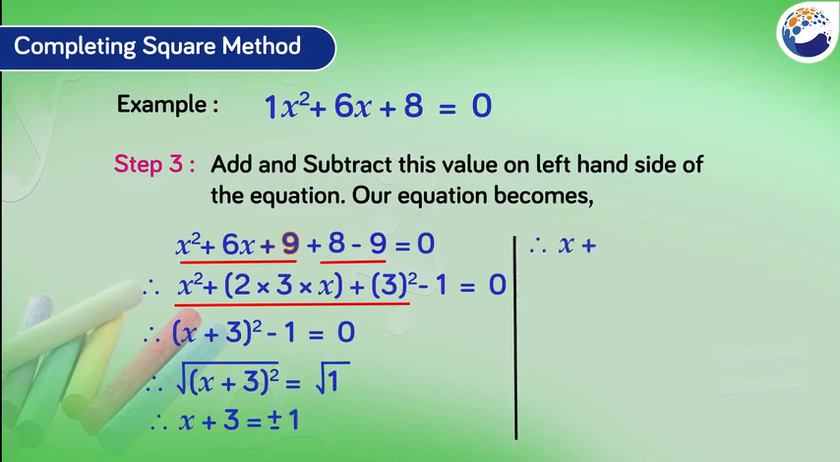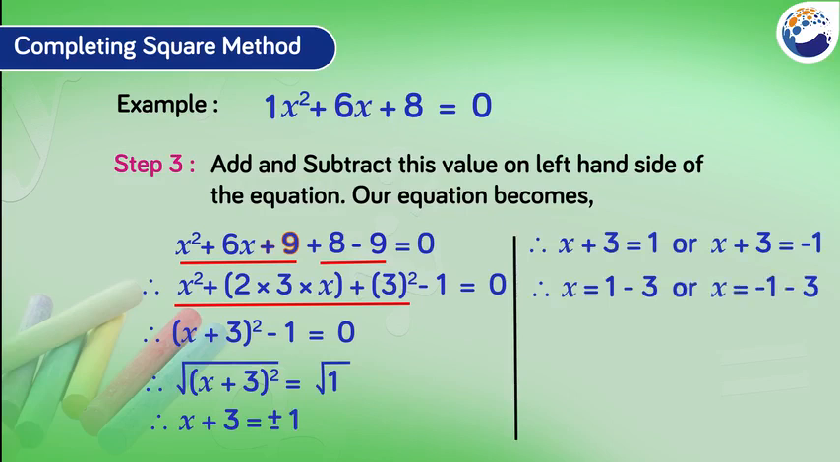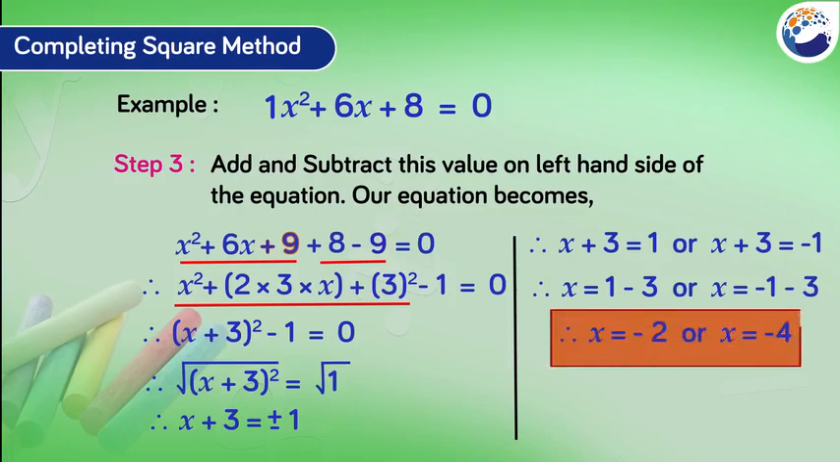Therefore, x + 3 = 1 or x + 3 = −1. Therefore, x = 1 − 3 or x = −1 − 3. Therefore, x = −2 or x = −4. Hence, we get two roots of the quadratic equation.